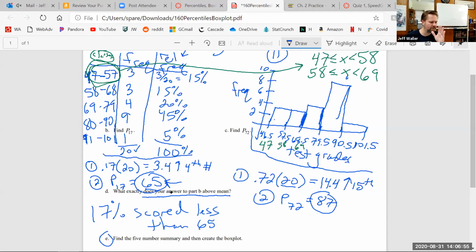So percentiles always mean that percentage is below the given value. So they could be good, they could be bad, depends. If you're talking about income, higher is better. If you're talking about amount of money you owe, lower is better, right? Talking about golf scores, lower is better.